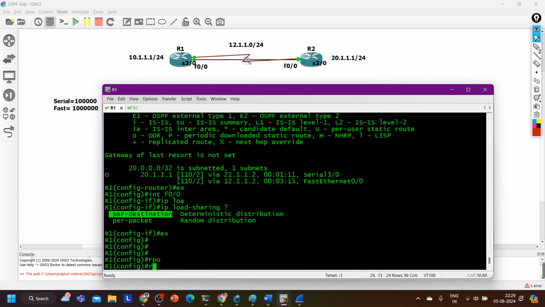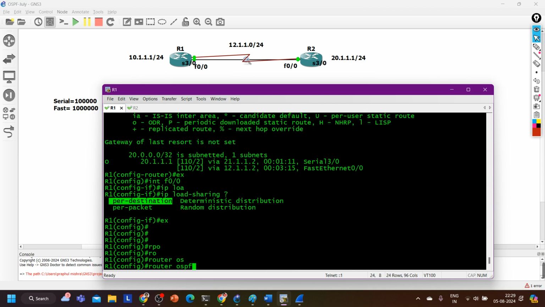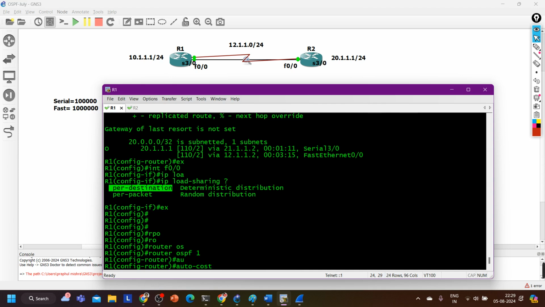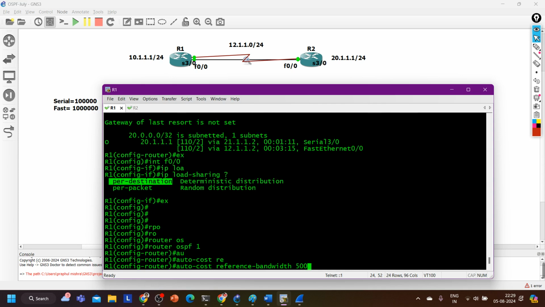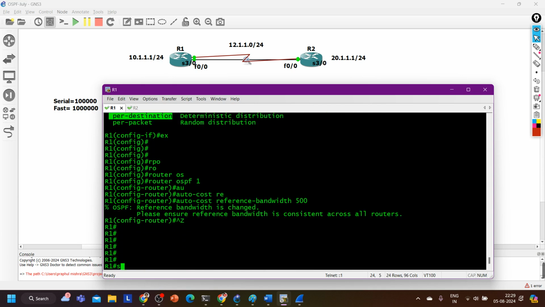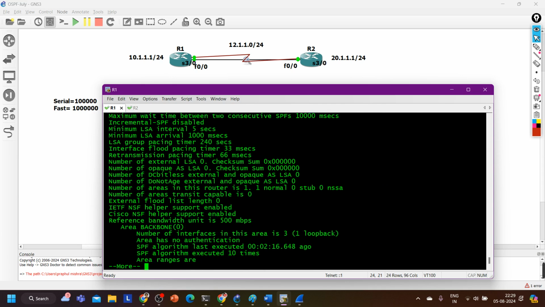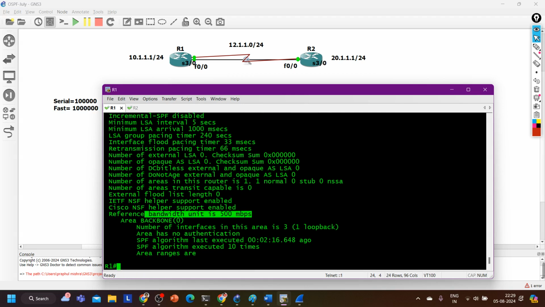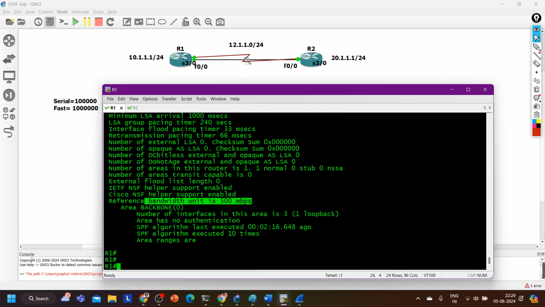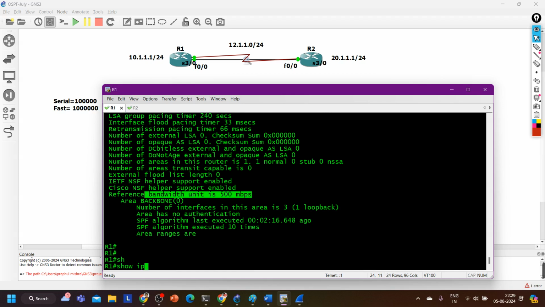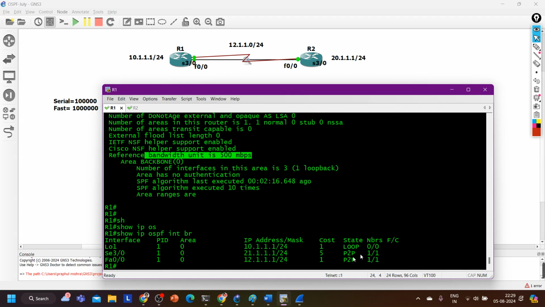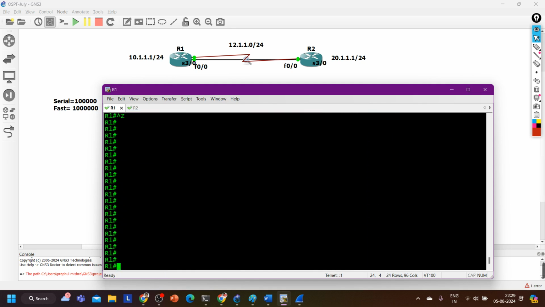But now here I am going to change the reference bandwidth. Router OSPF 1, auto-cost reference bandwidth 500. Reference bandwidth is changed, so in IP OSPF you can see the reference bandwidth is now 500, right? And as the reference bandwidth is now greater than the link of my physical interface, it will calculate an accurate cost, an accurate metric, right? So IP OSPF interface brief. Now you can see the cost on the serial link is 5 and the cost on the FastEthernet link is 1, right? So this was basic things about OSPF.